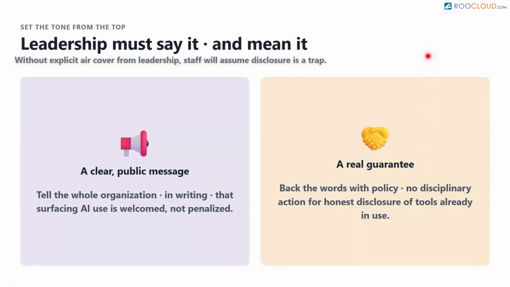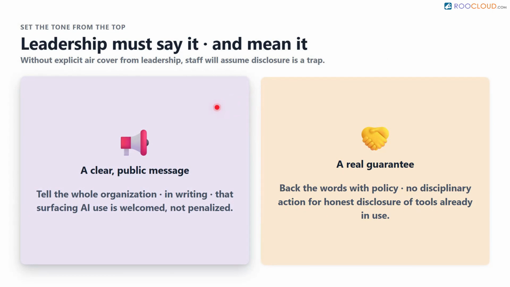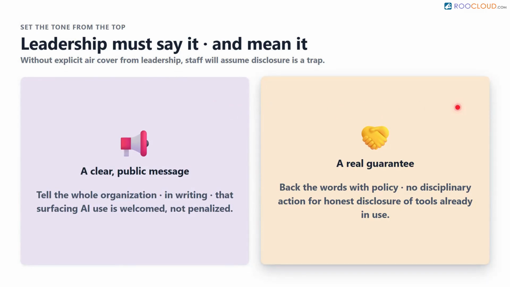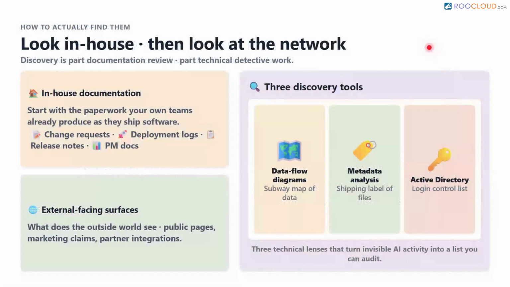To succeed, leadership must broadcast a clear, organization-wide communication. This message must state the exact purpose of the inventory, mandate the disclosure of all tools, and explain how this effort will improve security and collaboration. Management must guarantee that no one will be reprimanded for being honest.